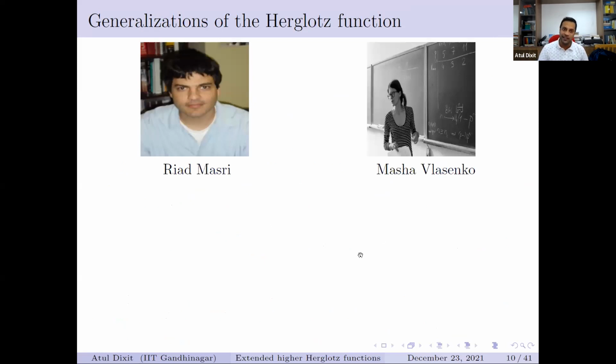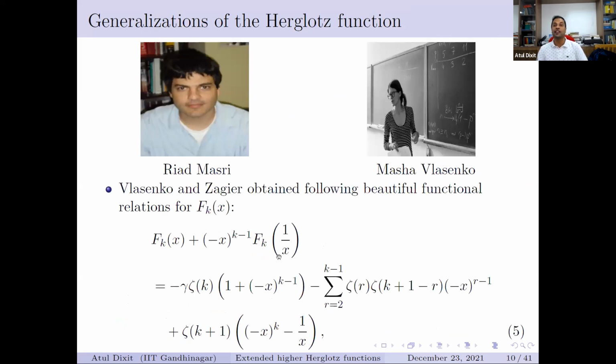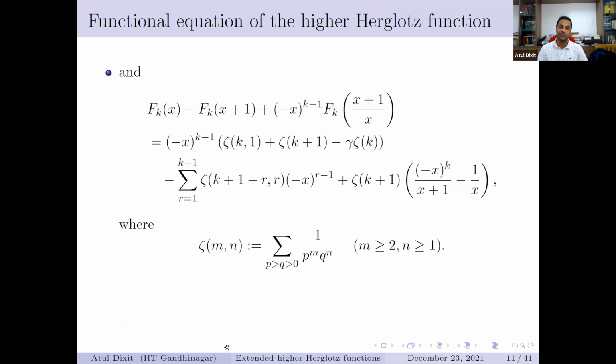So Vlasenko and Zagier in their paper obtained corresponding functional equations for F_k of x. One is relating x with 1 by x, right? And the other is the 3-term functional equation. Here you have a multiple zeta function.